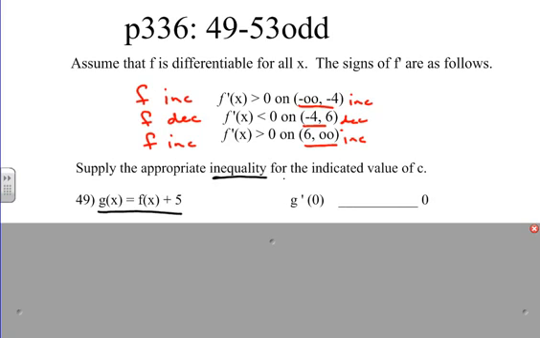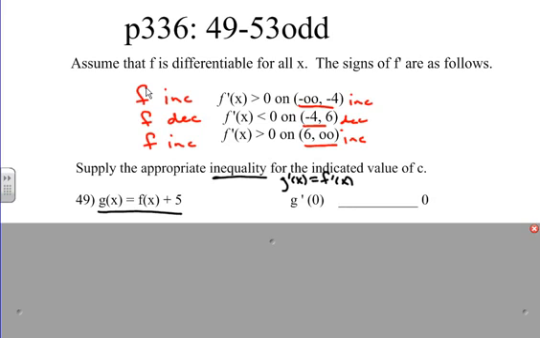To figure this out, we want g prime of 0. In order to figure out g prime, we probably want to find out what g prime of x is first. Since g of x is f of x plus 5, g prime should equal f prime of x, and then the derivative of 5 is 0, so it's just g prime of x equals f prime of x.